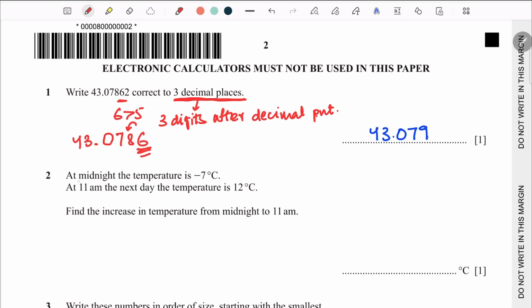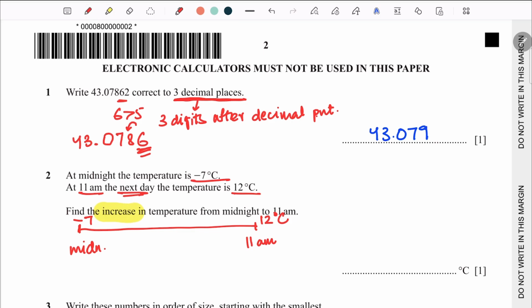In question 2, at midnight the temperature is -7. Then at 11 a.m. the next day the temperature is 12. So the temperature is 12 degrees Celsius the next day at 11 a.m. Find the increase in temperature from midnight to 11 a.m.